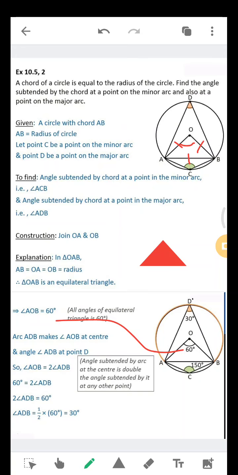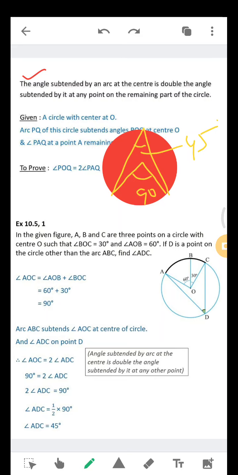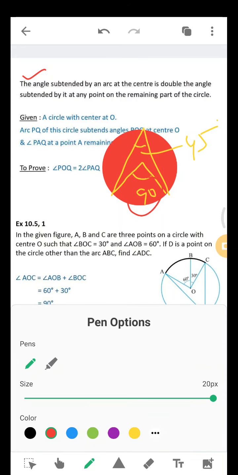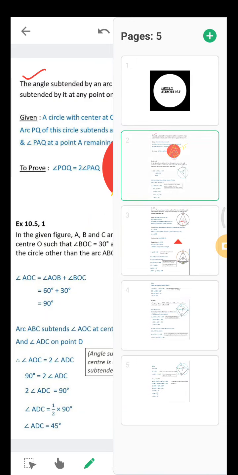You can see in the next figure, one more figure I have drawn for your reference. This is 60 degrees. We will apply the theorem which we studied in the last session. Just imagine this angle was 90, I took 90 here. If I take 60 here, then what will this angle be? This will be 30 degrees, obviously. So we'll use the same theorem again and find the missing angle.